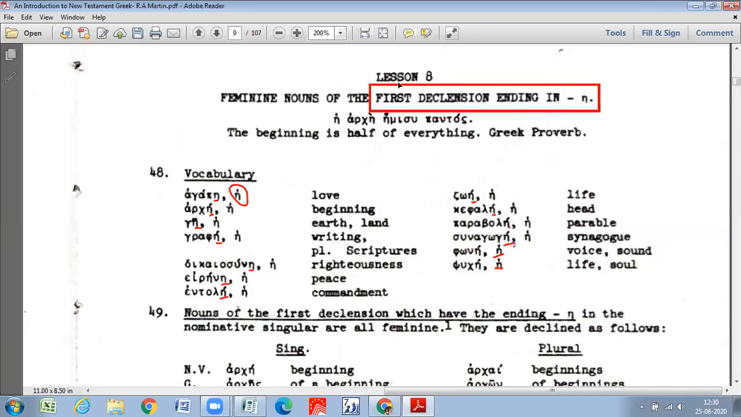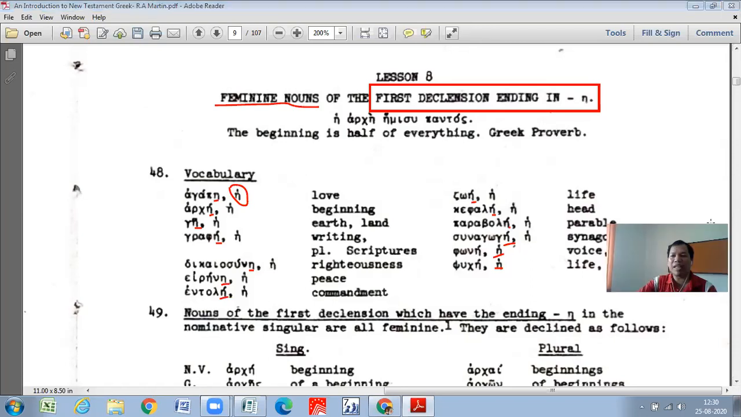Now, in this lesson number 8, we have started the vocabulary of feminine nouns. Do you remember last time we talked about feminine nouns in second declension? Hodos, parthenos, and hemera. These are the second declension of feminine nouns. Here, the first declension of feminine nouns.